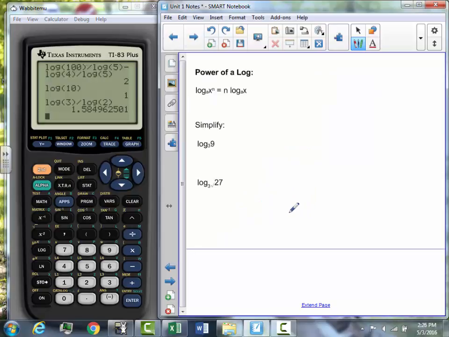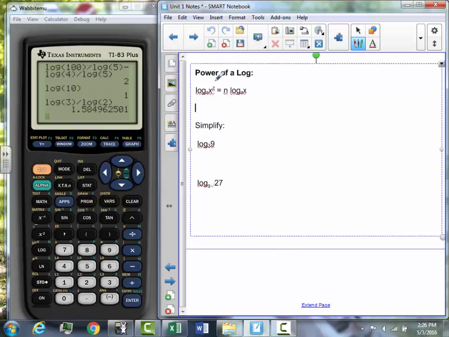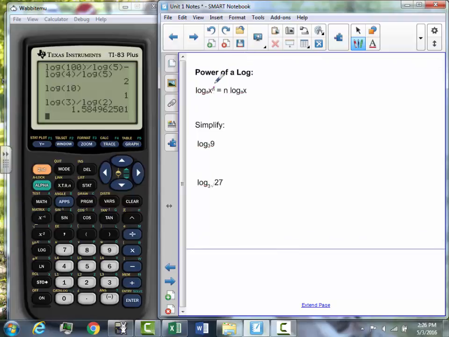This next one is more or less our last one. This is called the power of a log rule. Essentially what happens here is you have an exponent inside a logarithm. What can happen is you could pull that exponent down in front of the logarithm, so there's actually no longer an exponent up top, but it's been moved in front. I might even just show you this one here. Let's do log base 3 of 9.